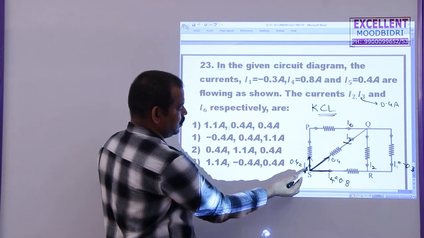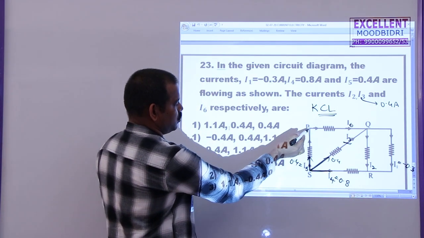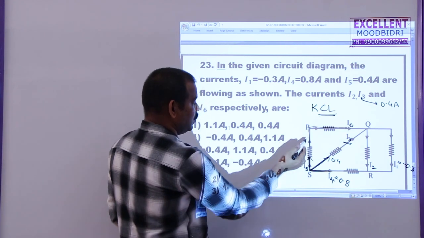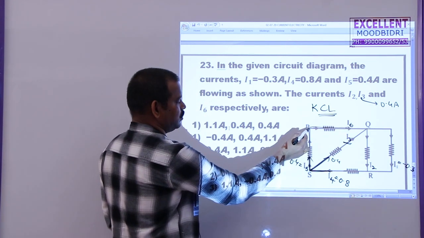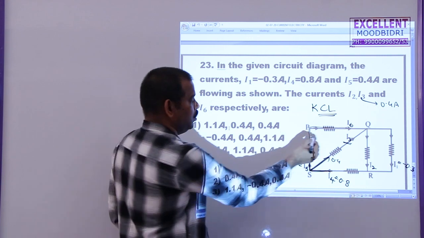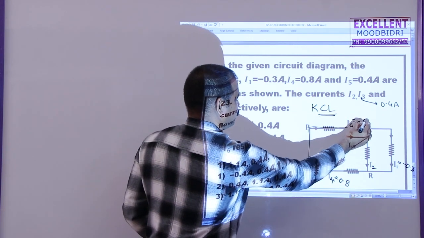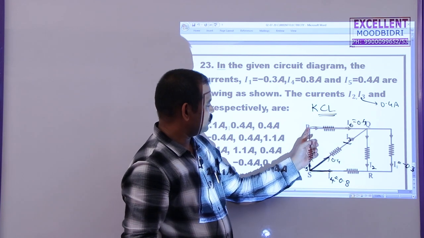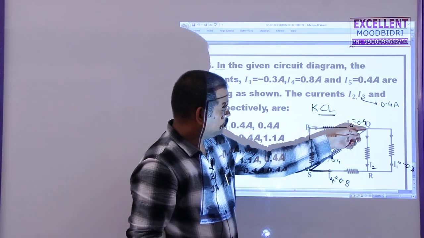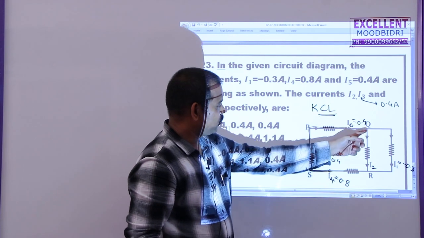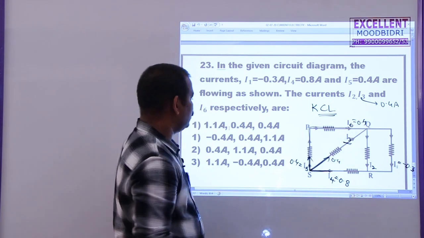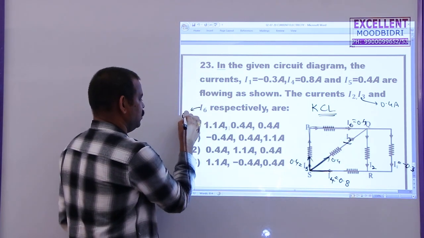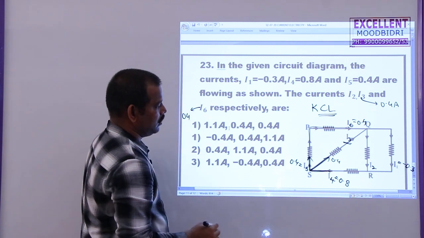Next, here you can see this 0.4 ampere current is going here and it's going in this direction. There are no other junctions here. There are no other paths for this current to flow. So this must be 0.4 only, because this current is not going anywhere. This current is going in this path only. So this is 0.4, this is 0.4. Once again, the current at Q will be 0.8. So now I got I6 as 0.4 only.